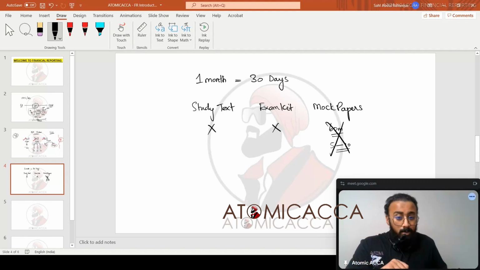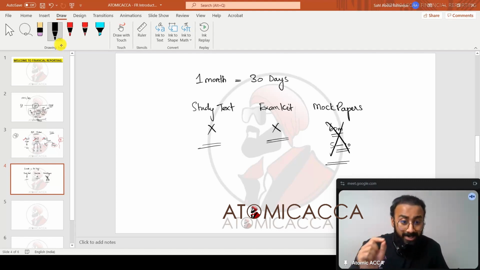But what happened was, I scored somewhere around 60s in this particular exam. So what I learned out of this journey was that it's not mandatory that you need to cover the entire study text. It's not mandatory that you have to finish the entire exam kit. It's not mandatory that you have to do a lot of mock papers. It is only mandatory that whatever you know, you should be confident with that topic.